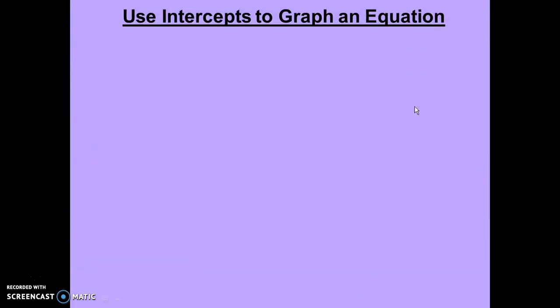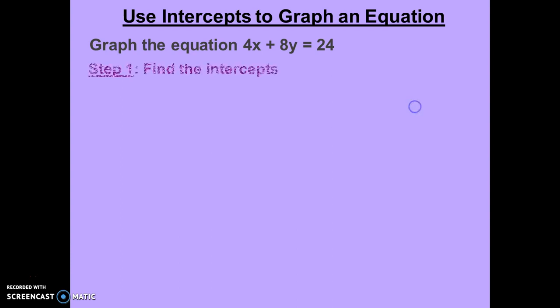Okay, so what we're going to focus on here in this video is learning to use the intercepts to graph an equation. So if I said graph 4x plus 8y is equal to 24, at this point we know how to fill out an input-output table, choose the values of x, use the equation to get the values of y, and then plot the points. So instead of making a table, what we can do is we can look for two specific points, the intercepts, and then use those 2 points to graph the line.